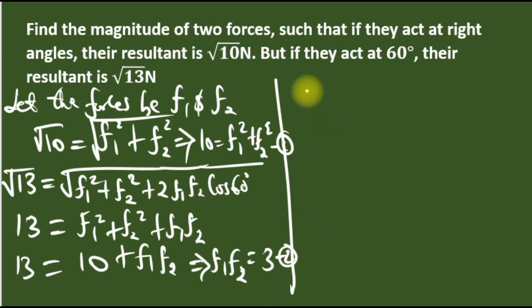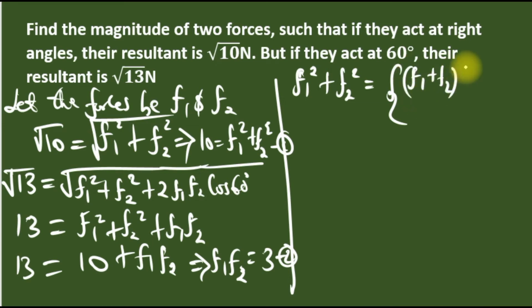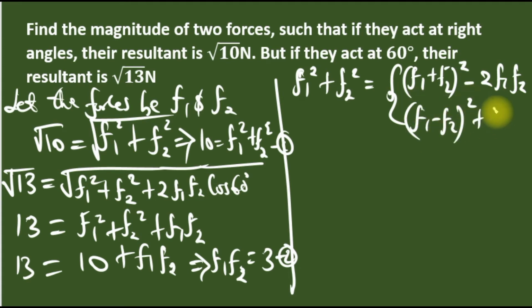But there is one identity. From elementary identity, F1 squared plus F2 squared has two formulas. It's an identity: F1 plus F2 all squared minus 2 F1 times F2, or F1 minus F2 all squared plus 2 F1 times F2. So these two formulas are very important.